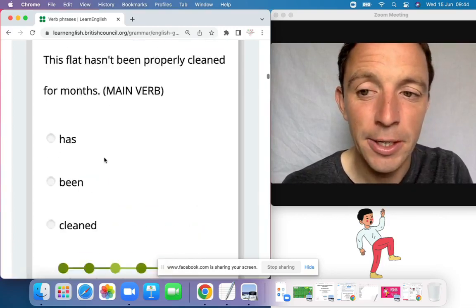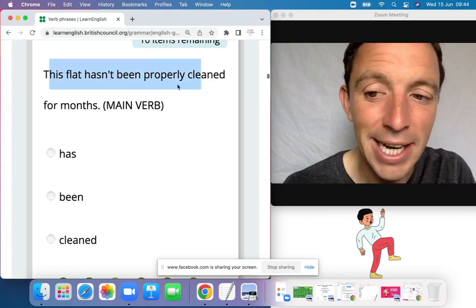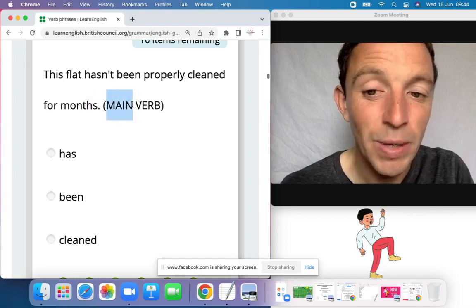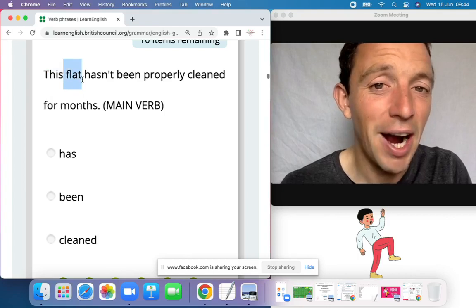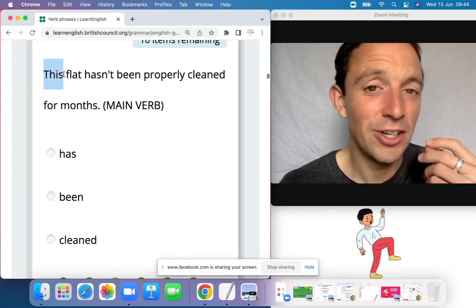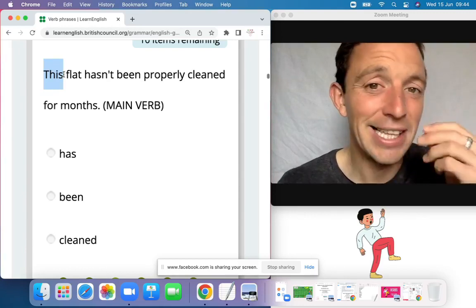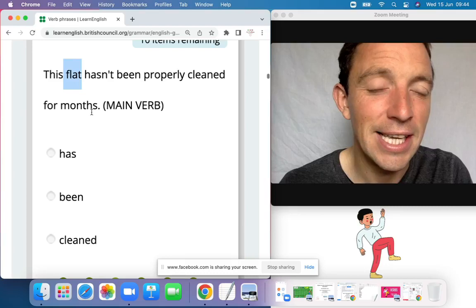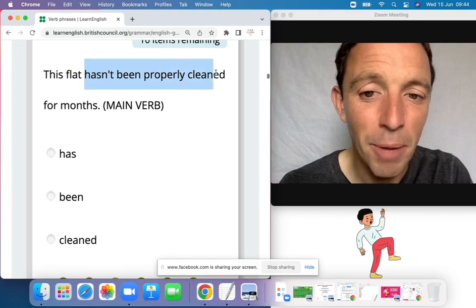Okay, next. This flat hasn't been properly cleaned for months. We look for the main verb. Flat is the same as apartment. This is considered demonstrative: this, that, these, those. It's a demonstrative or a determiner. And flat is the noun, the apartment. So this flat has not been properly cleaned.